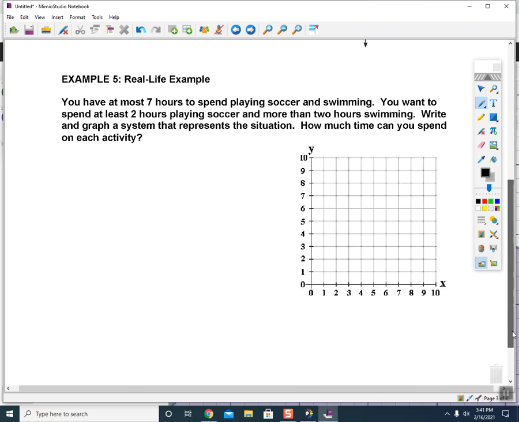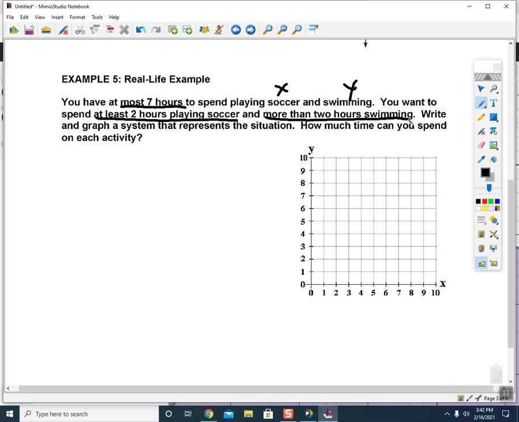Okay, let's do a word problem. So you have at most 7 hours to spend, at most 7 hours to spend playing soccer and swimming. So I'm just going to go ahead and designate these x and y. You want to spend at least 2 hours playing soccer and more than 2 hours swimming. Write and graph a system that represents the situation.